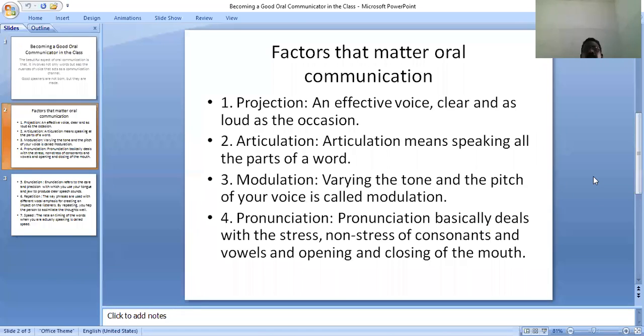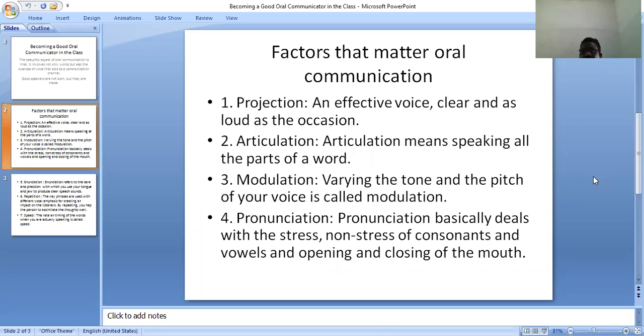See, factors that matter in oral communication: projection, and an effective voice. We should have an effective voice. Somebody may speak, suppose he is male, but his voice is like a female, or some female's voice is like a male. It is somewhat irritable for us. An effective voice should be clear and as loud as the occasion.